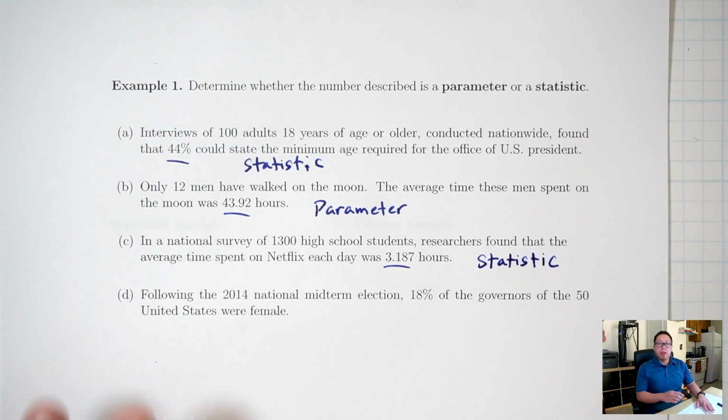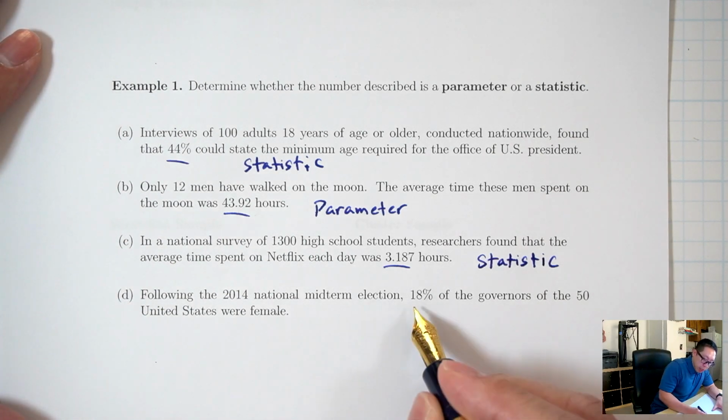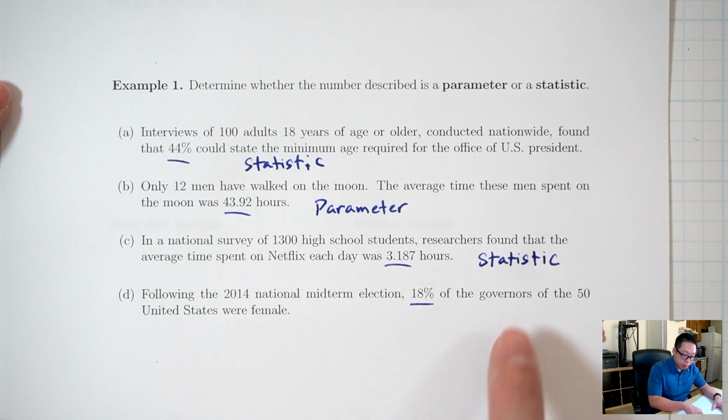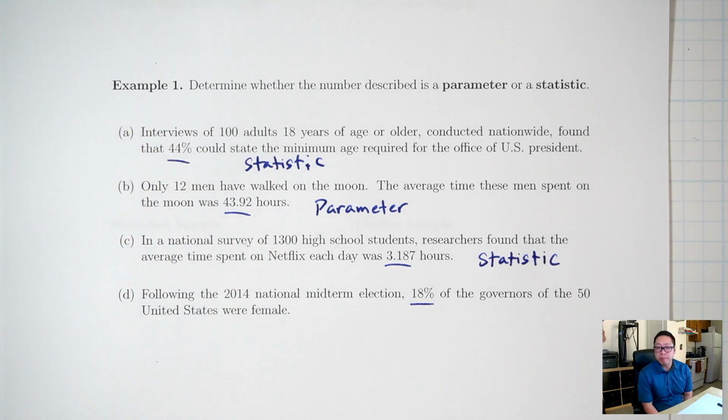Part D. Following the 2014 national midterm election, 18% of the governors of the 50 United States were female. Right, the number I care about here is the 18%. And the question is, did I get this from asking everybody, or did I get this from asking a sample? So what's the population I care about here? This is the governors of the 50 states. So did I get this 18% by asking every governor, all of the governors, or just some of them?